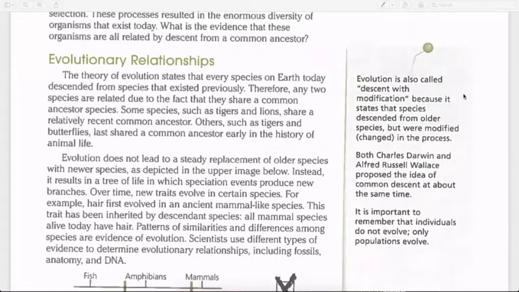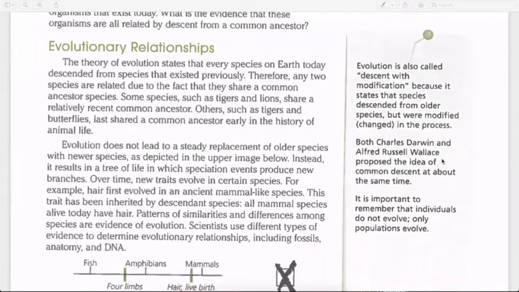They're all descending from each other but gradually changing. Both Charles Darwin and Alfred Russel Wallace proposed the idea of common descent at the same time. We know Charles Darwin because he got the information out there slightly faster. Alfred Russel Wallace did that too, so he's just as important.